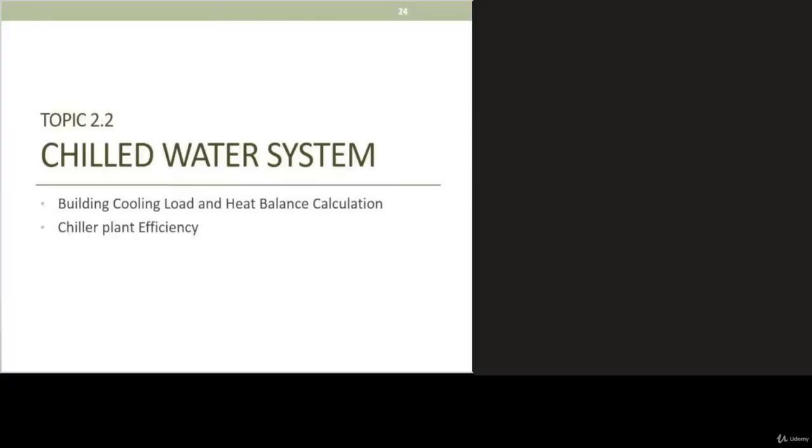Welcome to topic 2.2. In this topic, you will learn about the calculation inside this chilled water system. Let's say from a BMS diagram, you have a lot of parameters. You have the temperature reading, you have the flow meter reading. How are you going to use all these readings to do your calculations?